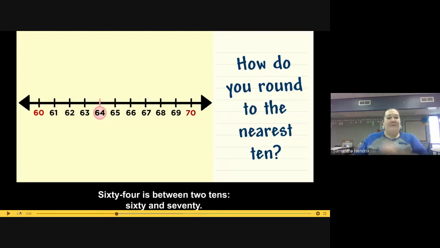So let's look before she even tells us. Here's 64, and we want to round it to the nearest 10. So 64 is between 60 and 70. So which is it closest to? Right, it's closest to 60.